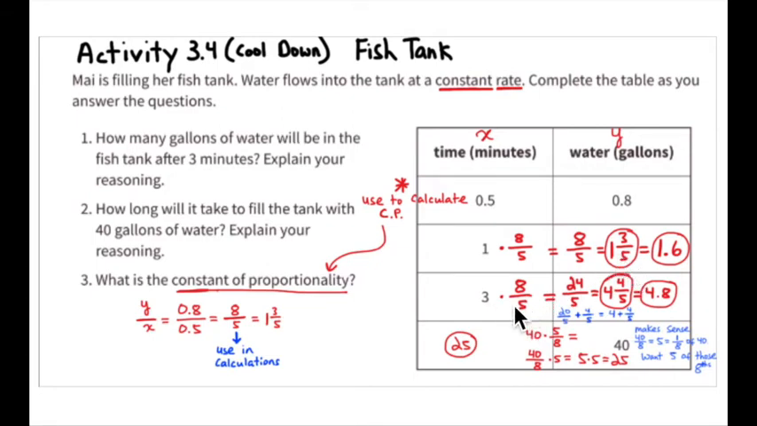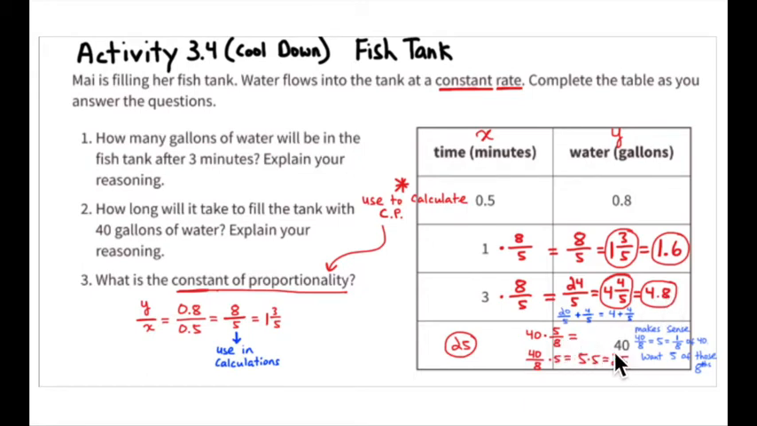Now 3 times 8/5 is going to be 24/5. 24 fifths. 3 times 8 is 24. And I would split the 24 up into 20 plus 4. 20 fifths is the same as 4. And now this becomes 4 and 4 fifths. And 4 and 4 fifths is the same as 4 and 8 tenths. So 4 fifths is equal to 8 tenths.